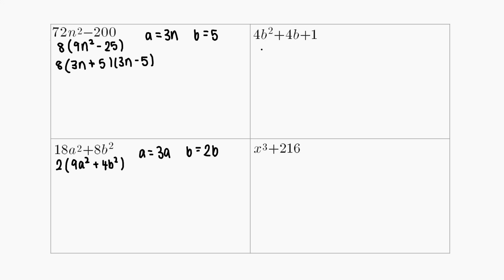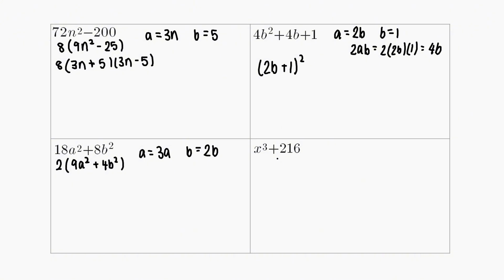What about this one? We have 4b squared plus 4b plus 1. So 4b squared is 2b squared, and 1 is 1 squared. So let's check whether this is a perfect square trinomial. So a is equal to 2b, and b is equal to 1. So 2ab would be equal to 2 times 2b times 1, which is equal to 4b. In this case, we do have 4b right there. So this means that we have 2b plus 1 squared.